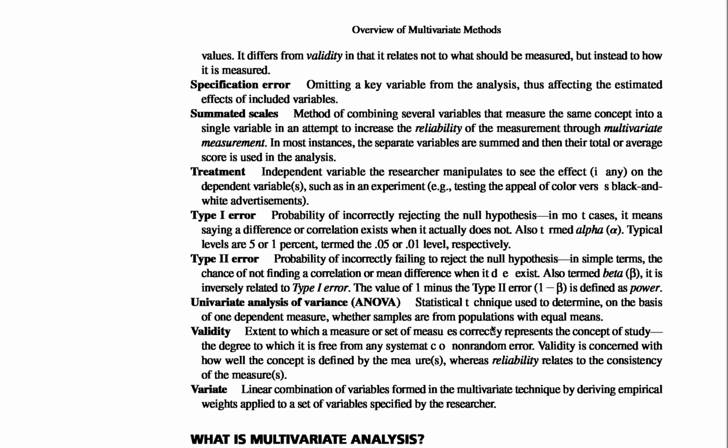Summated scale: a method of combining several variables that measure the same concept into a single variable, in an attempt to increase the reliability of the measurement through multivariate measurement. In most instances, the separate variables are summed and their total or average score is used in the analysis.